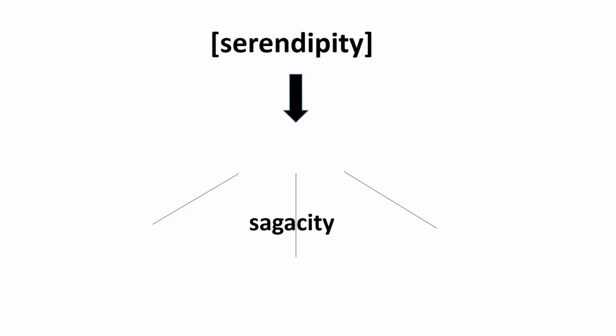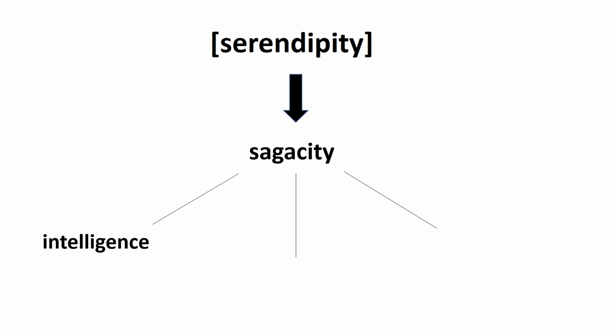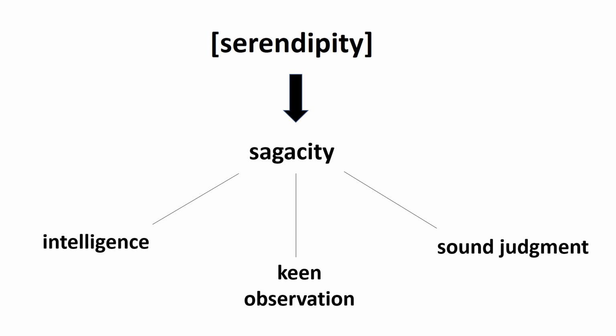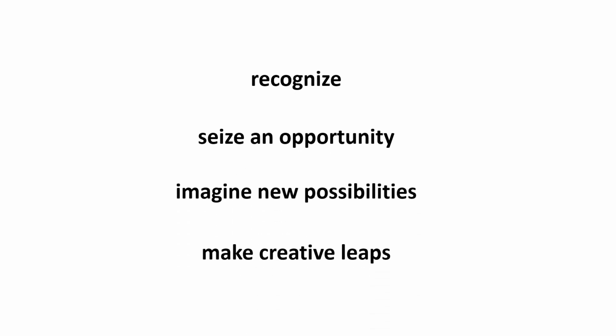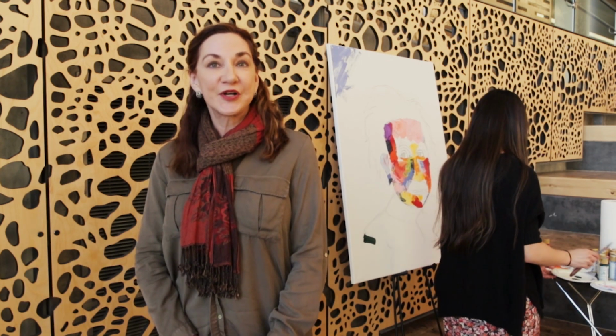Serendipity involves sagacity, and its components are intelligence, keen observation, and sound judgment. With serendipity, we must recognize and seize an opportunity, imagine new possibilities, and make creative leaps. Within the literature, there was mention that great ideas coming out of sequence typically don't get captured because we are compelled to start with a clear beginning, middle, and end.